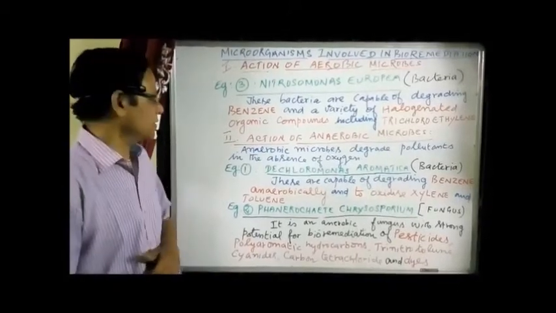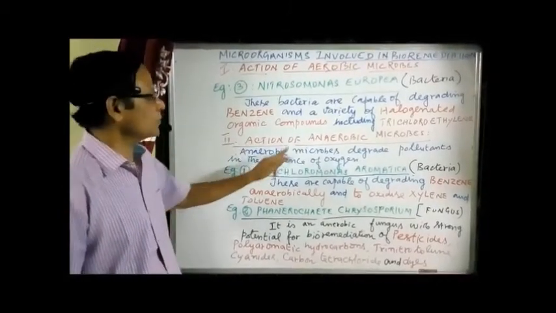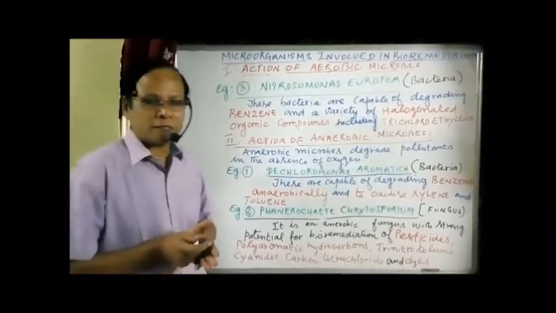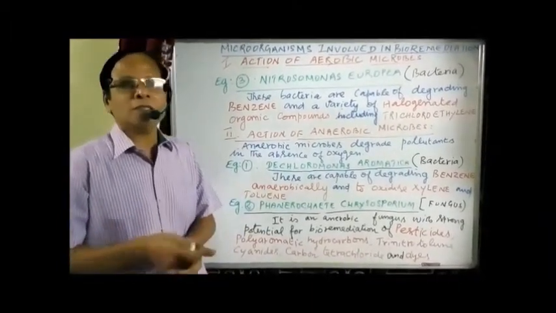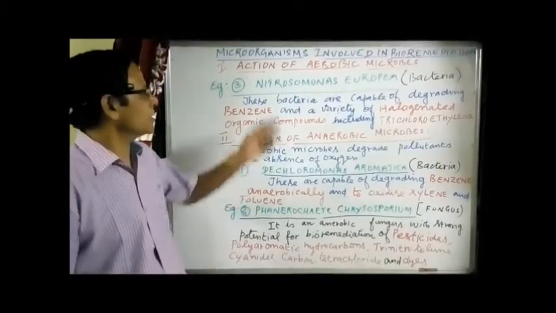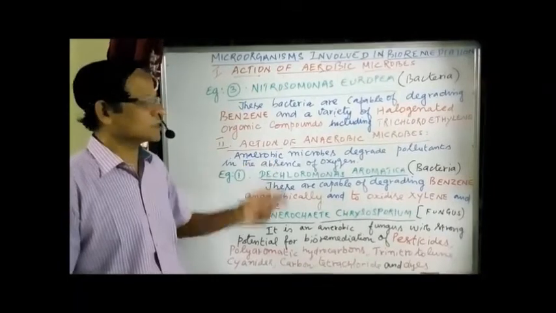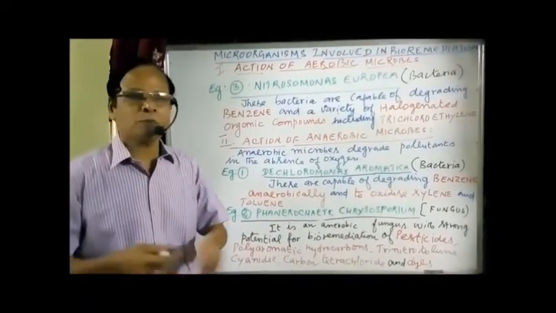Okay, then what is the role played by the anaerobic microbes in the degradation or bioremediation of the various materials? So that's why I'm writing here action of anaerobic microbes. So these microbes normally degrade the pollutants in the absence of oxygen, unlike the earlier ones which degrade in the presence of oxygen. Here, in the absence of oxygen, anaerobically, these microorganisms degrade the pollutants.